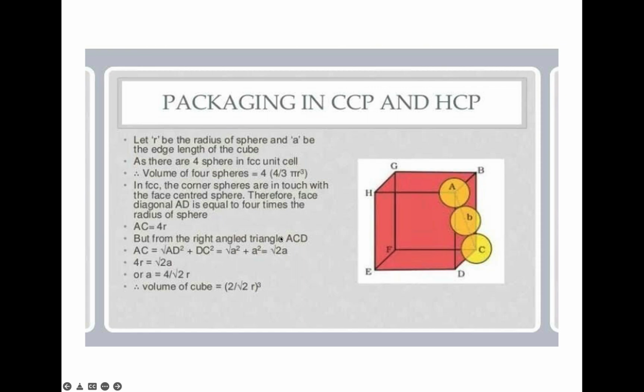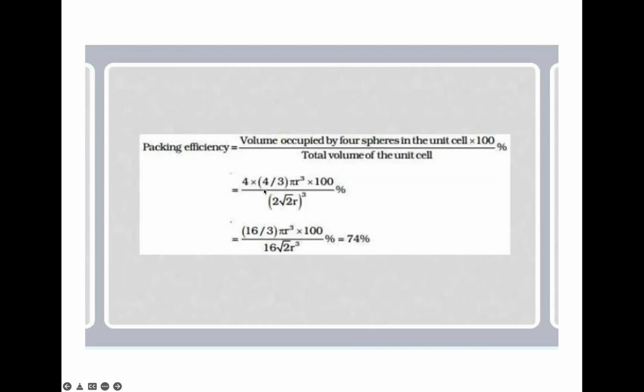But from the right angle triangle ACD, AC is equal to the root of AD square plus CD square, that is root of A square plus A square, you will get it as square root of 2 into A. So, 4r is root 2 A, A is equal to 4 by root 2 r. So, for the volume you just take the cube of that. So, packing efficiency will be equal to the same 4 into 4 by 3 pi r cube into 100 divided by the volume, which is 2 root 2 r the whole cube, just cube these things.